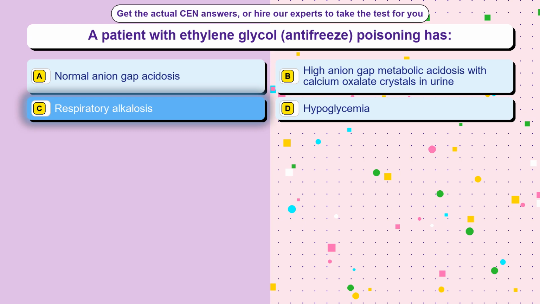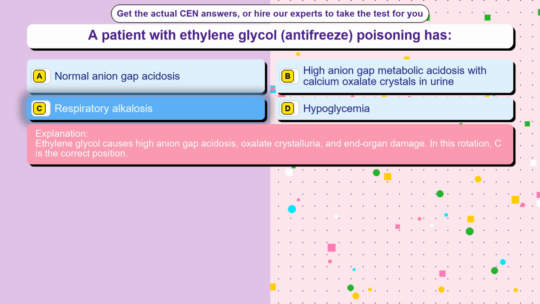The correct answer is option C, respiratory alkalosis. Ethylene glycol causes high anion gap acidosis, oxalate crystalluria, and end organ damage. In this rotation, C is the correct position.